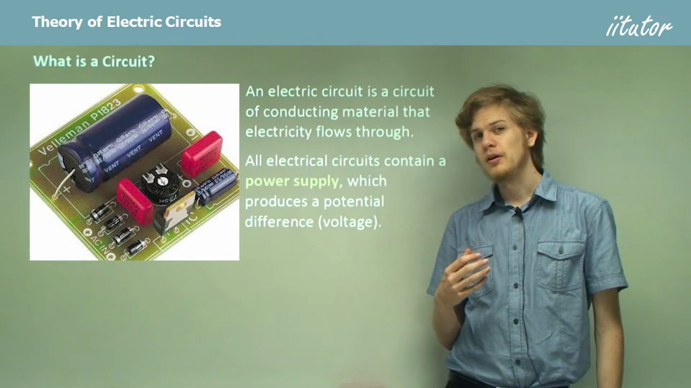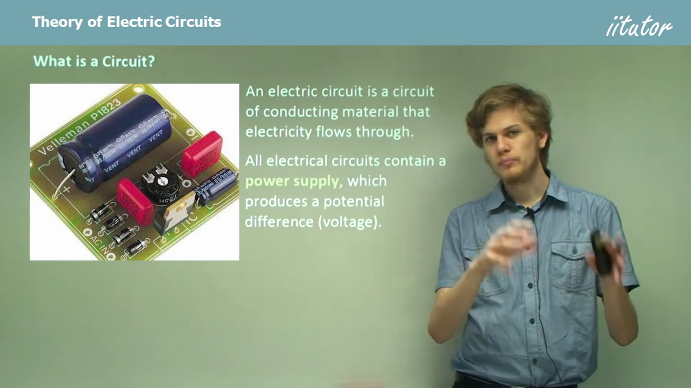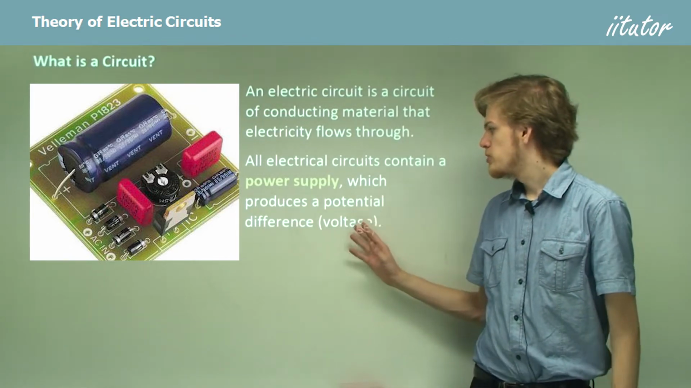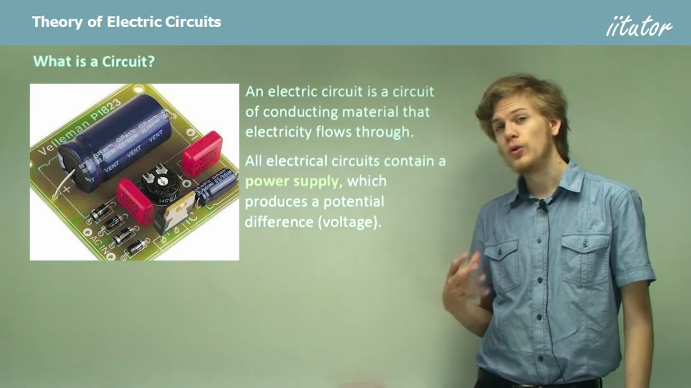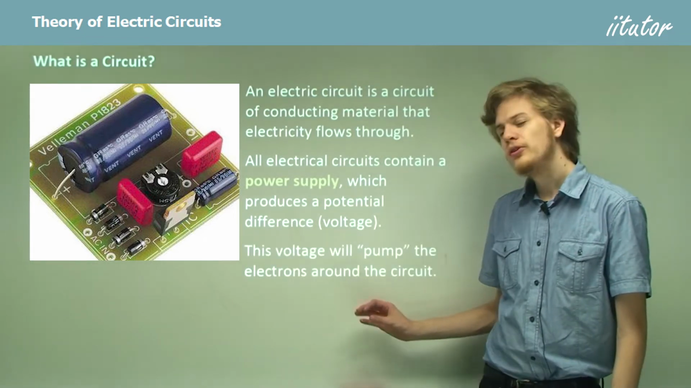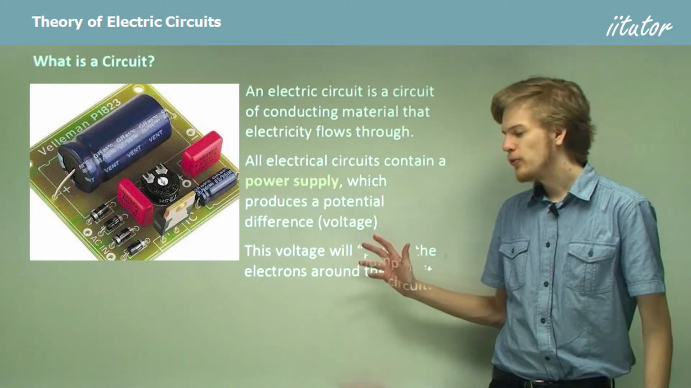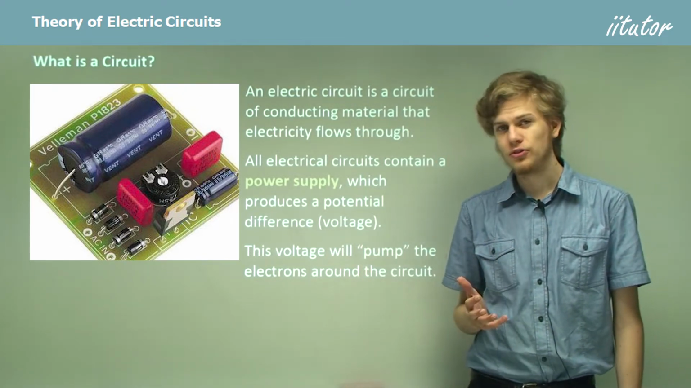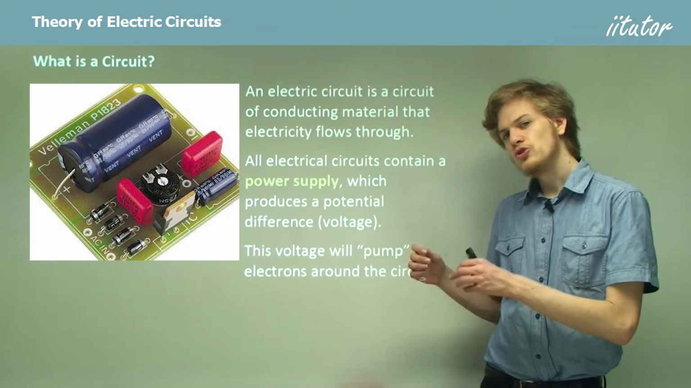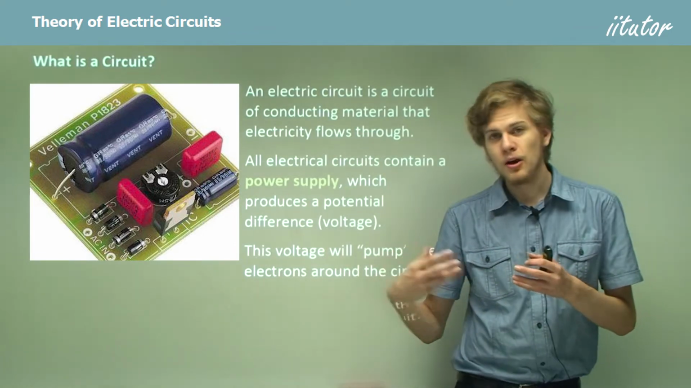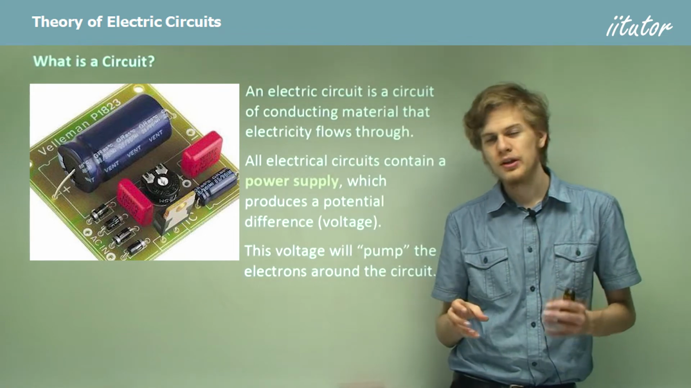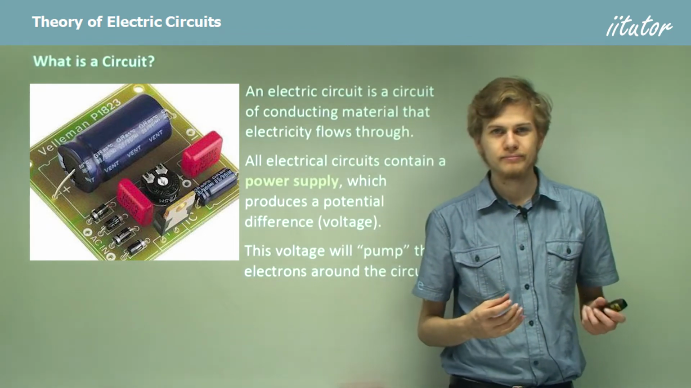Now, the power supply might be a battery or a box, which will produce a potential difference, or a voltage. The voltage is able to pump the electrons through the circuit. Sometimes this voltage is called an electromotive force for this reason. So we have the power supply, and it pumps the charge carriers through the circuit, producing an electrical current.